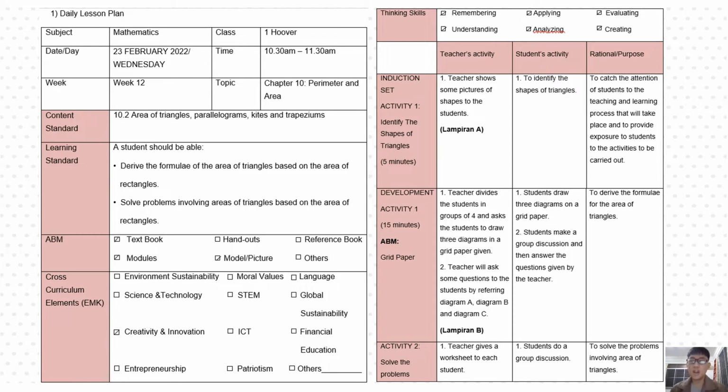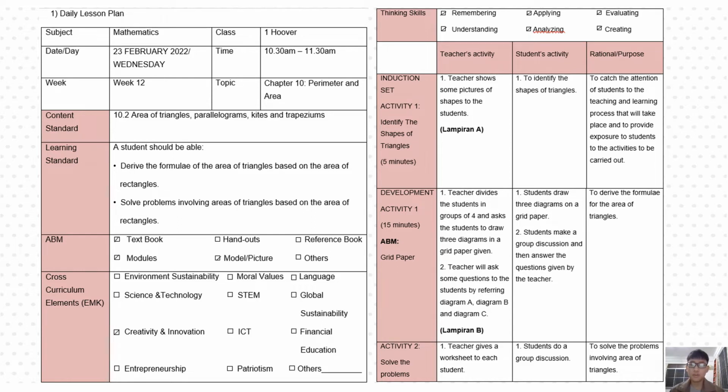Okay, so now let's move on to the induction set. For my first activity, activity 1 is to identify the shapes of triangles, and this activity takes 5 minutes. For the teacher's activity, the teacher shows some pictures of shapes to the students, and these pictures are shown in Lampiran A. The students' activity is to identify the shapes of triangles. The purpose is to catch the attention of the students to the teaching and learning process that will take place and to provide exposure to students to the activities to be carried out.